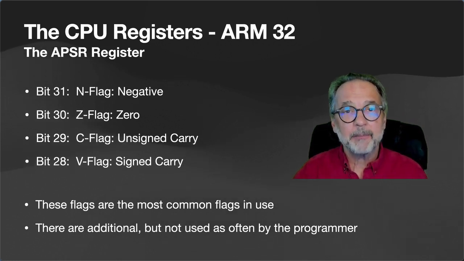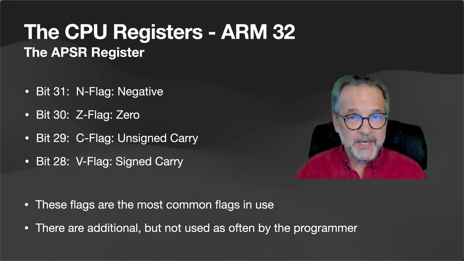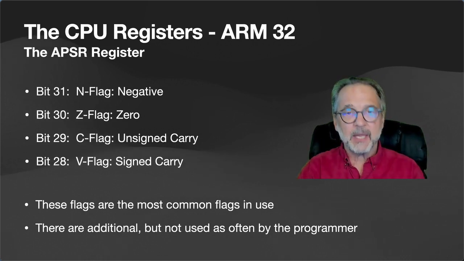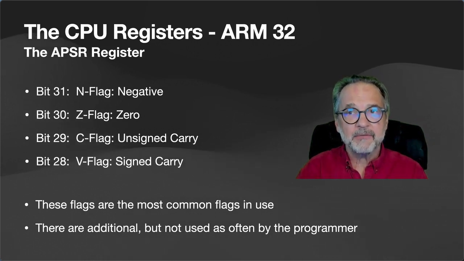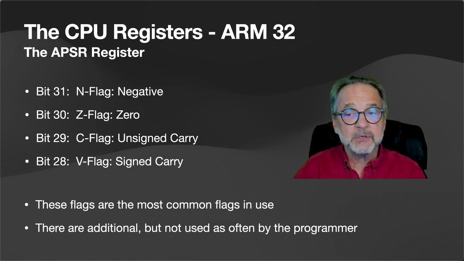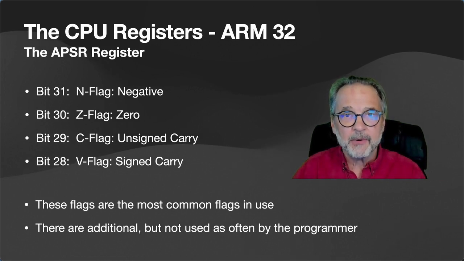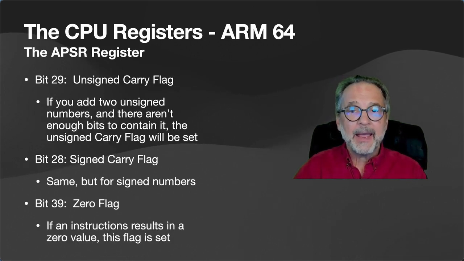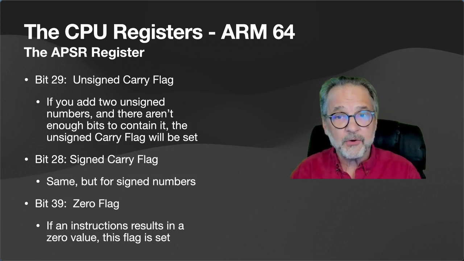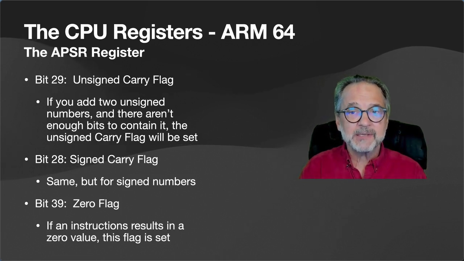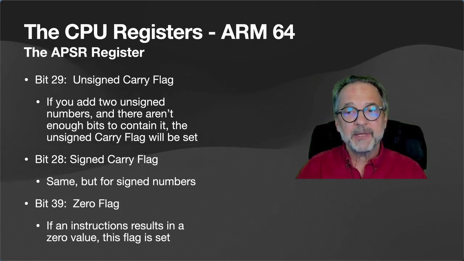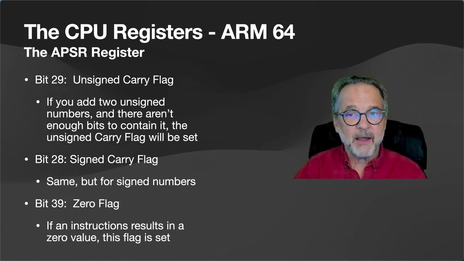If it's a signed operation, the V flag, bit 28 would be turned on. And that's the same thing, if we go outside of the number of bits that we can hold in our operation, the V flag is turned on. Those are the most common ones. There are many additional ones, but not often used by the programmer. And I put in an overview of what each one of those are. If you add two unsigned numbers and there aren't enough bits to contain it, the bit 29 unsigned carry flag will be turned on.